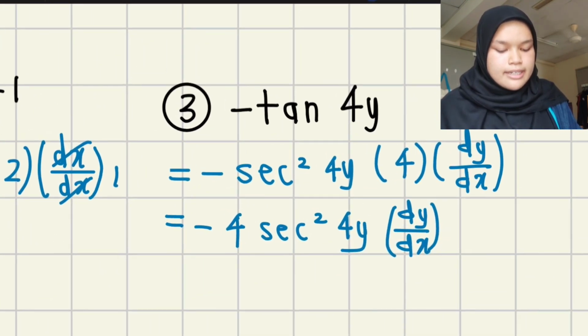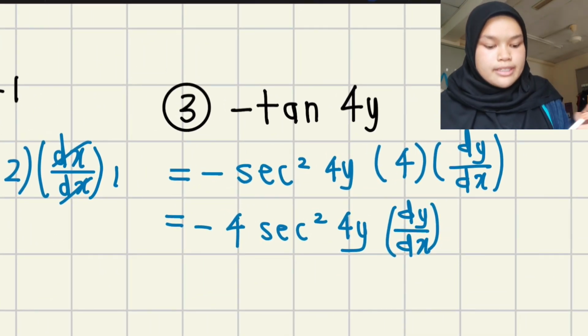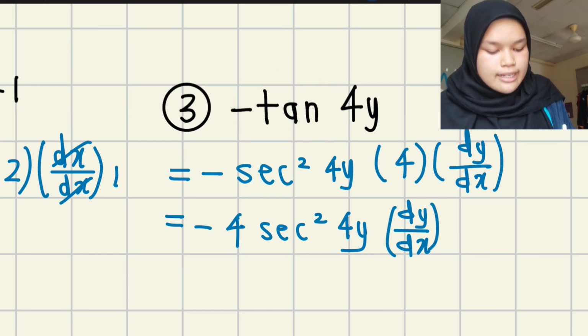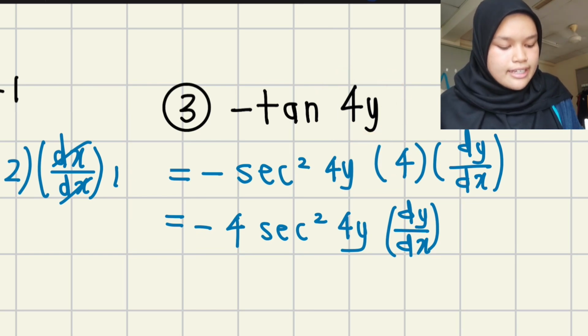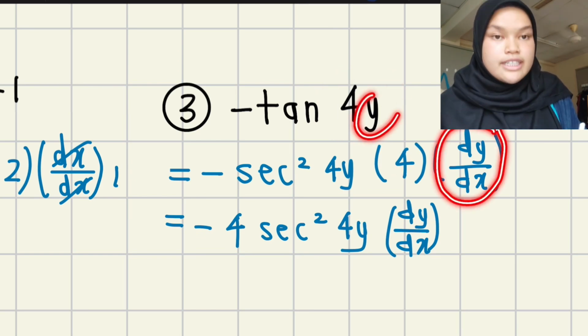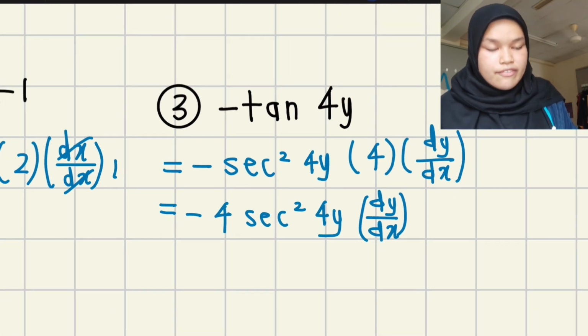Alright, for the second part, to differentiate trigonometry like tangent, we get negative secant squared. And then for y, just rewrite everything and then we differentiate the 4y. So it will be 4 dy over dx because we differentiate the y. So the answer is negative 4 sec squared 4y dy dx.